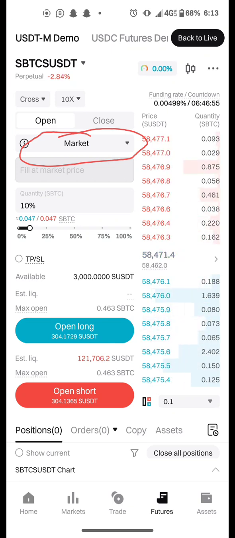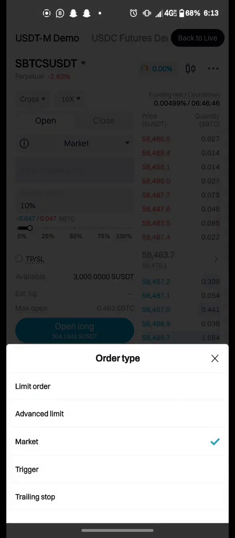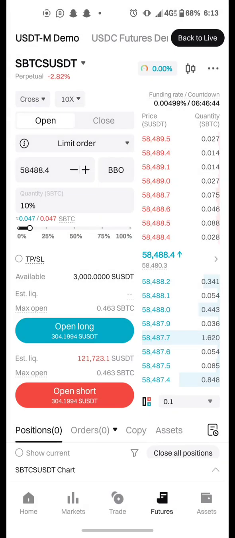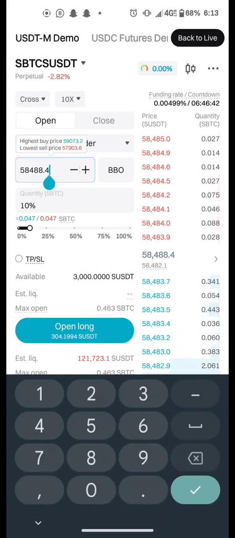But if I put limit, there's a certain price I'll put there for you. You come to this market, click it and put it to limit. Then you set the price here. Do you get that now? You set the price. So when you set the price, the trade will not pick immediately.